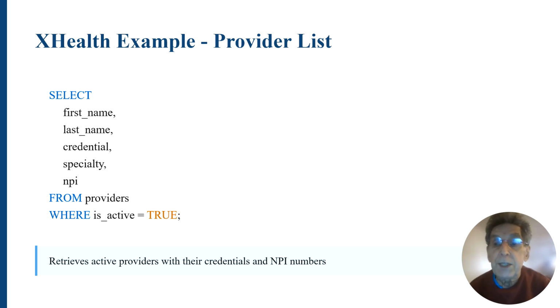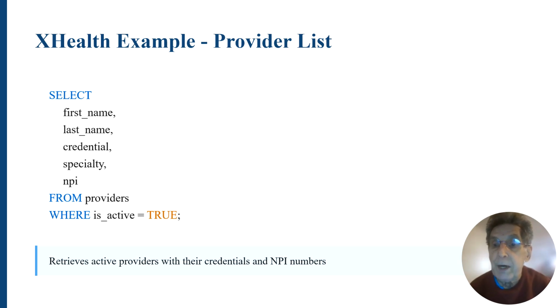All right, let's look at our first xHealth example that we've been using. This query retrieves a list of active providers with their credentials and NPI numbers. Very simple code. We're selecting 5 columns: first name, last name, credential, specialty, and NPI. The credential column might contain values like MD for medical doctor, DO for doctor of osteopathy, nurse practitioner, or PA. Now, the NPI number is the National Provider Identification Number, and it's an industry standard. It's a 10-digit number that uniquely identifies healthcare providers in the United States healthcare system.